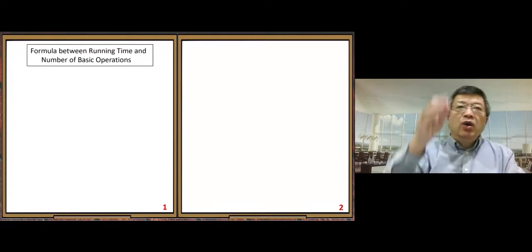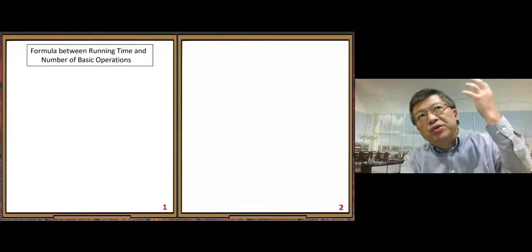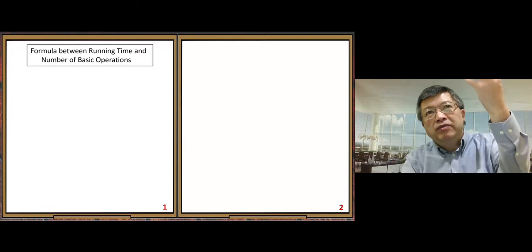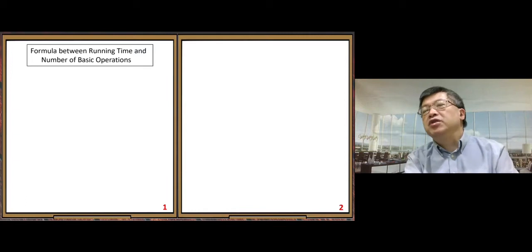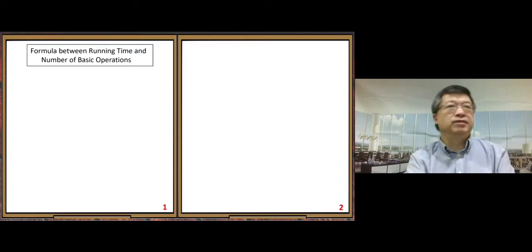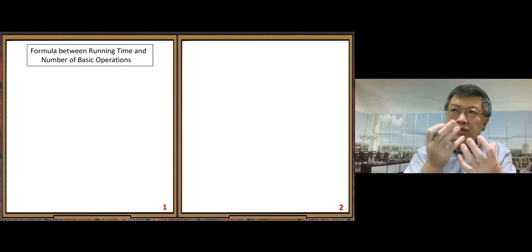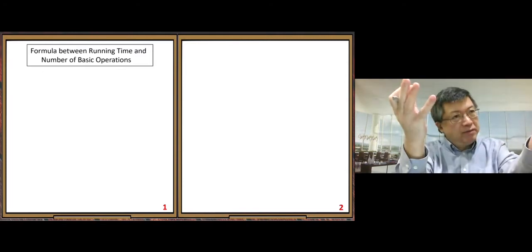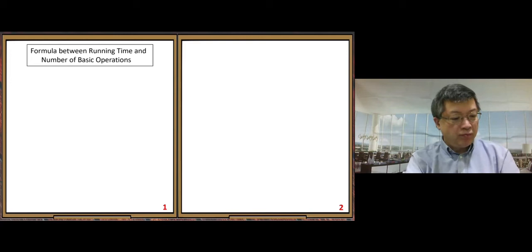All right. So let's look at the formula between running time and the number of basic operations, because we want to replace the running time function. For running time, there is a function for it. But because we want to avoid using the running time function directly, we want to replace it by another function, the number of basic operations. But if we do that replacement, how to justify that replacement? So let's look at this issue first.